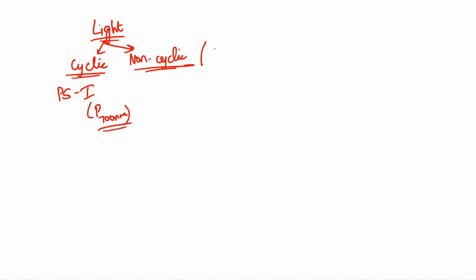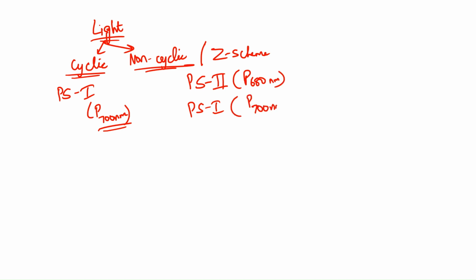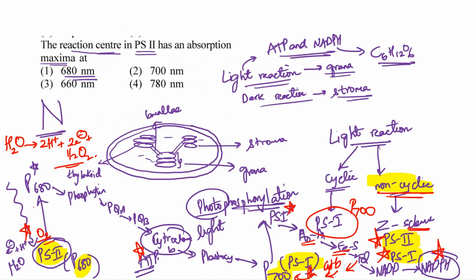Non-cyclic photophosphorylation is also called Z scheme, and it involves both the photosystems, photosystem 2 and photosystem 1. Photosystem 2 has an absorption maximum at 680 nanometers, and photosystem 1 has absorption maximum at P700. Why am I writing photosystem 2 first? Because when you really draw the Z scheme, as I showed you before, it first involves photosystem 2. Then the electrons get transferred to photosystem 1.